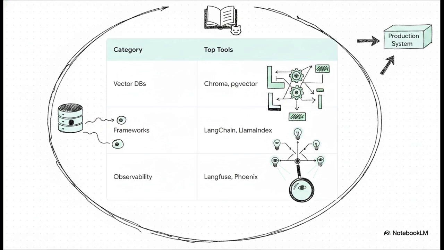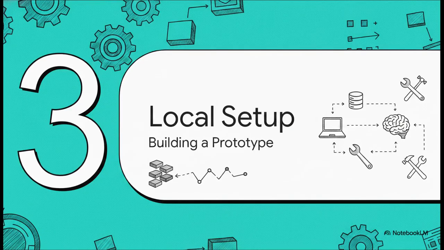And crucially, you need observability tools like LangFuse or Phoenix. Observability is essentially X-ray vision for your app. It tracks exactly which document chunks the LLM looked at, allowing you to instantly debug why the model might have given a bad answer.